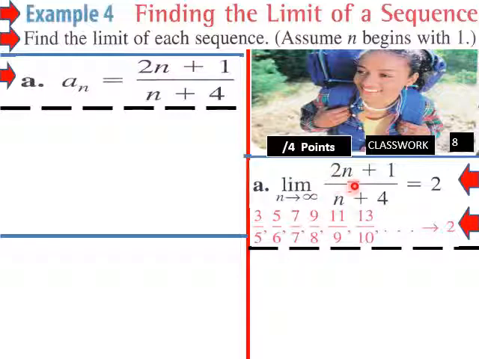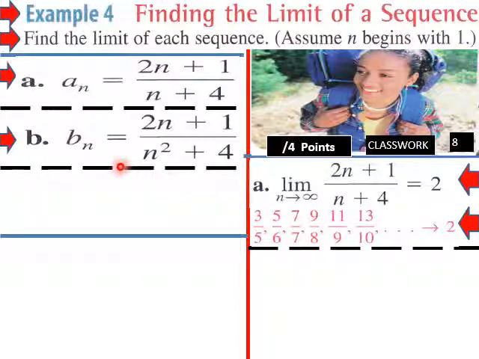So it would be 2n plus 1 over n plus 4 here. If we double n up here, and then we add this, and then we have n down here, it will come out to be equal to 2 eventually. If you take that to infinity, 13 over 10, it will eventually come out to 20 over 10, or 2 in this case. If you look at the graph of that, it would eventually amount to 2.